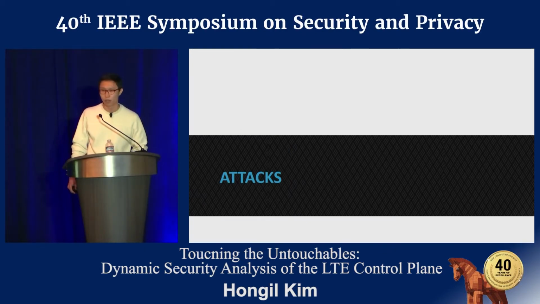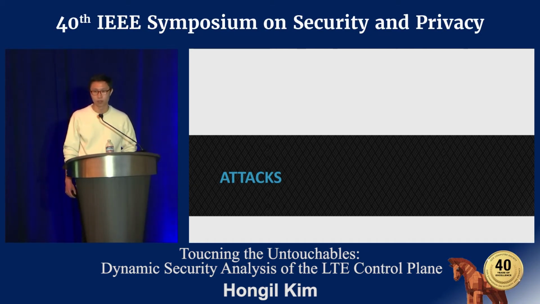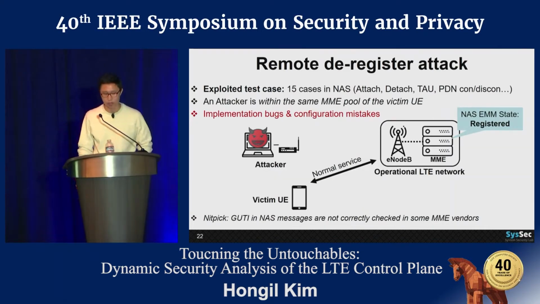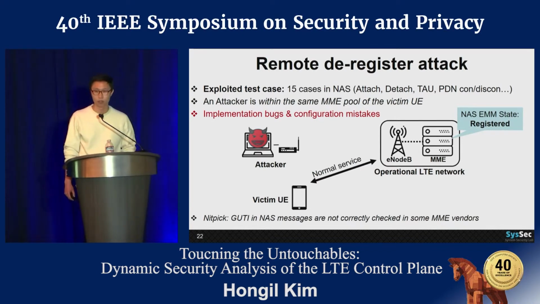And from now on, I'll introduce one attack scenario among the various attacks we have validated with the carriers. The attack is the remote deregister attack. Here, the attacker just exploits one of the 15 vulnerable cases in the NAS procedure. So the victim UE is normally registered to the operational LTE network.